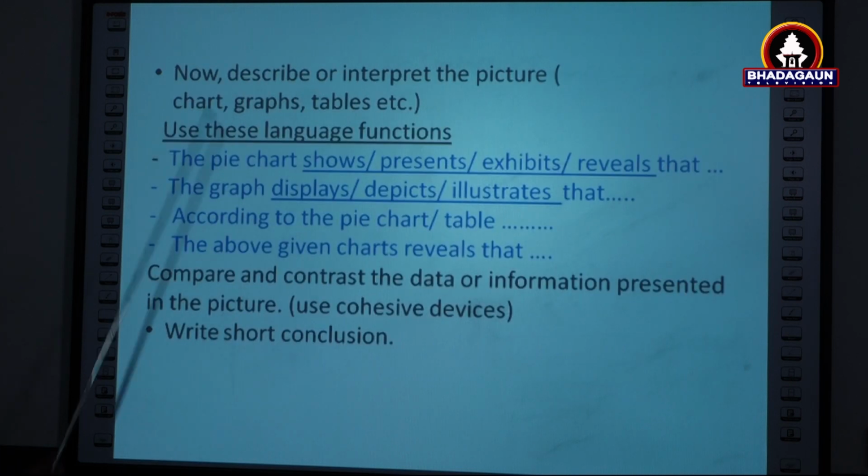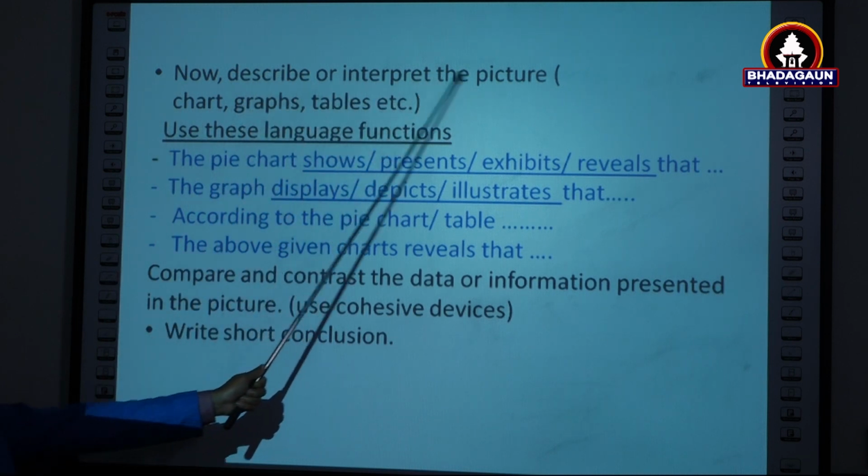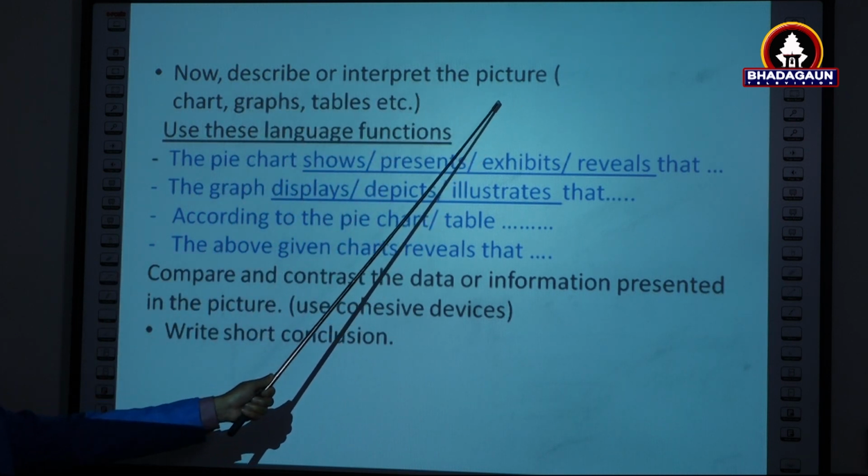So now the second one: describe or interpret the picture. Now you have your duty, the second paragraph. Now we move to the second paragraph. The first paragraph we just wrote in 2 or 3 lines, just an introduction, what we see on the surface. Now we are moving into the detail.